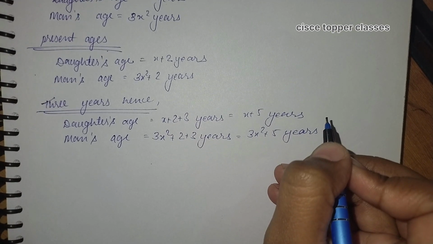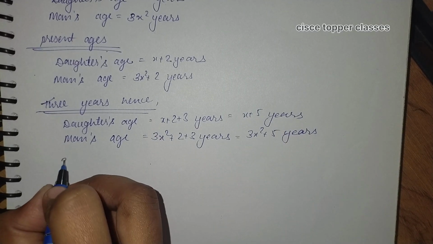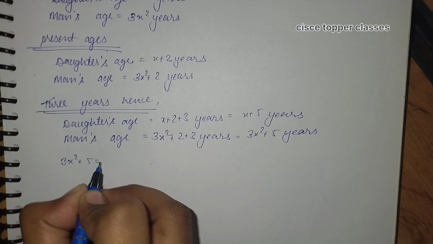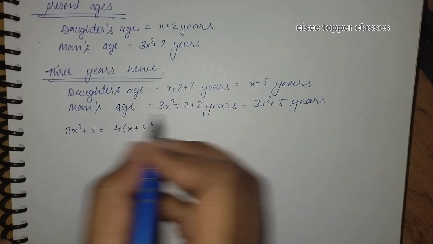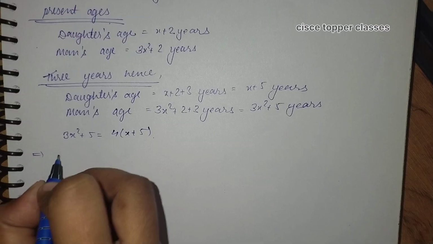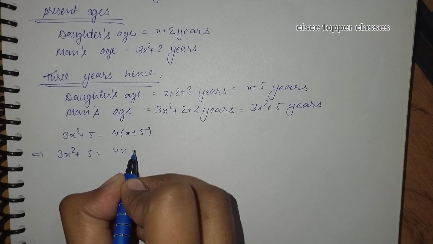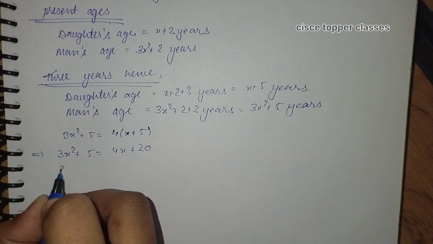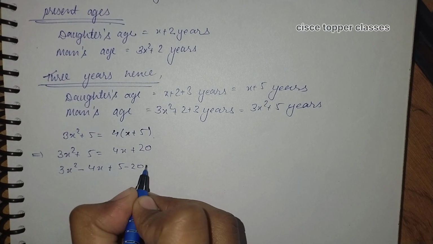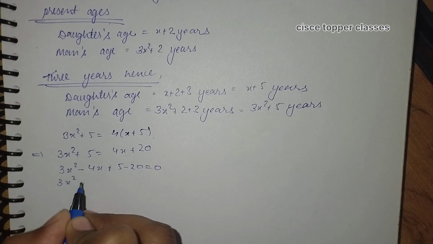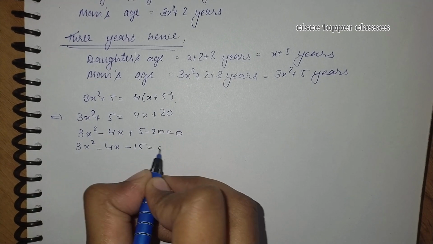And on comparing that, 3 years hence his age will be 4 times his daughter's age. So man's age is 3x square plus 5 is 4 times his daughter's age. So 4 into x plus 5. So from that on, forming a quadratic equation, again we will solve. It will become 3x square plus 5 equal to 4x plus 20 here, and 3x square minus 4x plus 5 minus 20 equal to 0, as 3x square minus 4x minus 15 equal to 0.